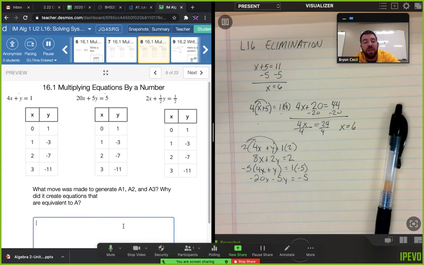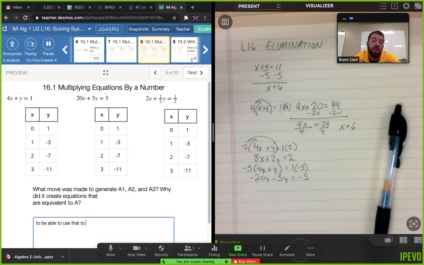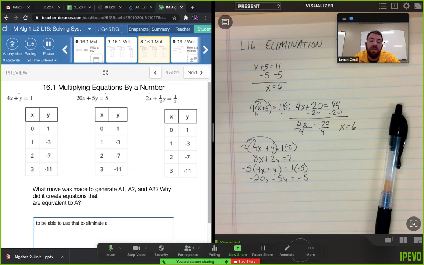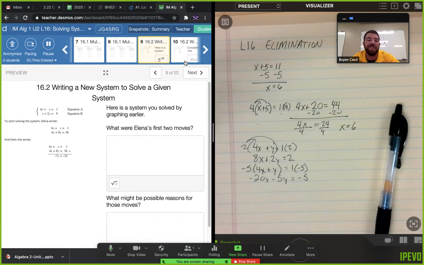Okay, now we see here you went from the equation on the left to the right by multiplying by 5. Then you can see here we cut it in half, but it's still the same outcome. Why would we do that? Here's the key. We're going to do that to be able to use that to eliminate a variable in a system of equations. Okay, that's why we do it. And it's going to be so awesome when you get to see it.